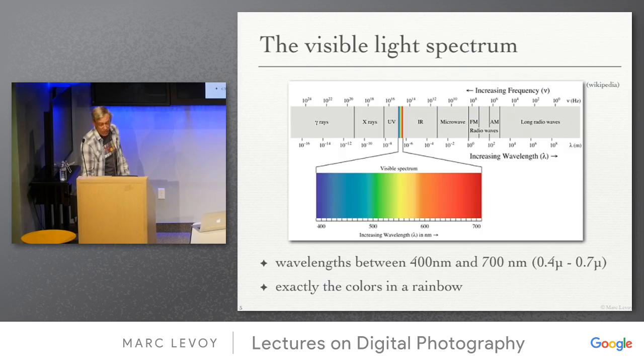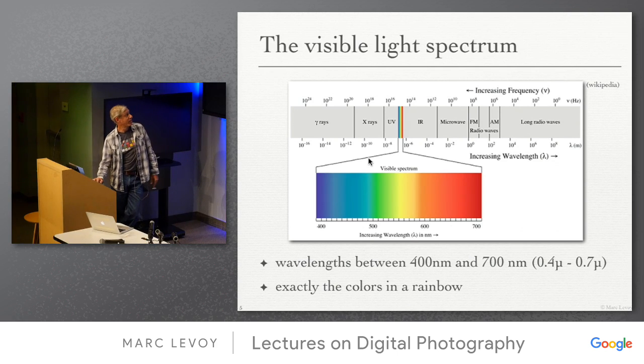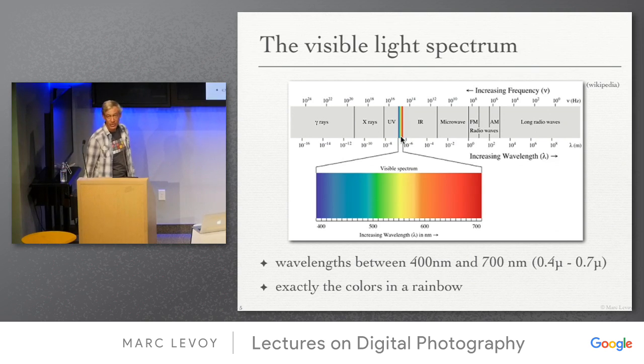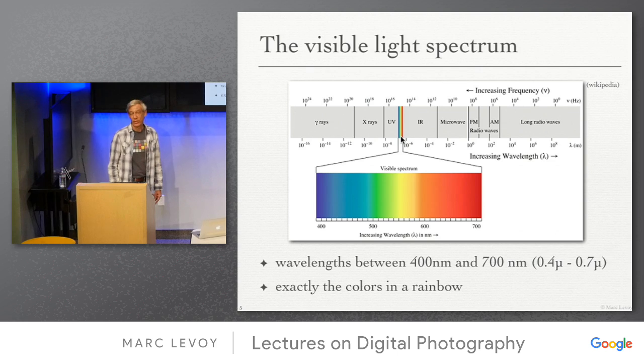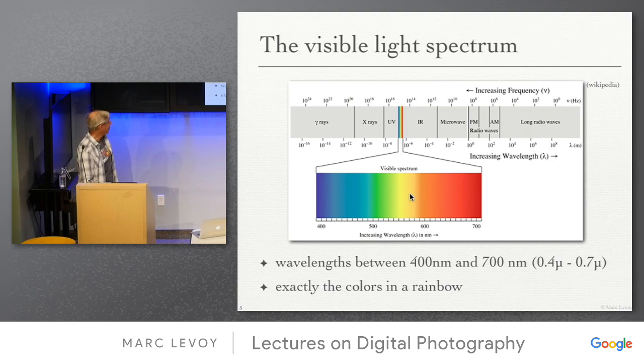So, of course, we know now that there's this electromagnetic spectrum from long radio waves all the way to X-rays, and that the visible spectrum is only a small part of it, between 400 and 700 nanometers of wavelength. And it makes the rainbow.